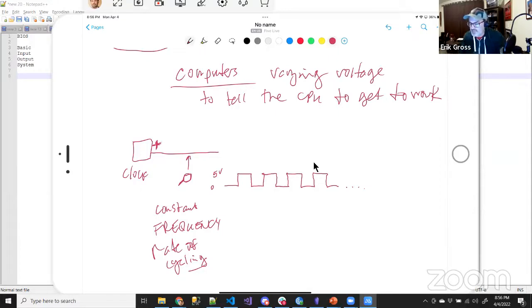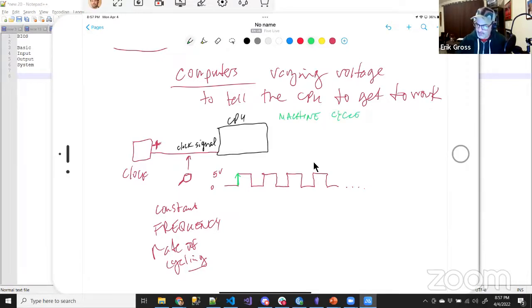Now we need this for a very specific reason. We want to set it up so that every time, I put this in green, we go from 0 volts to 5 volts on this wire, that this wire goes into the CPU. We're going to call this the clock signal. And when that signal goes from 0 to 5, that tells the CPU, start the machine cycle, please.